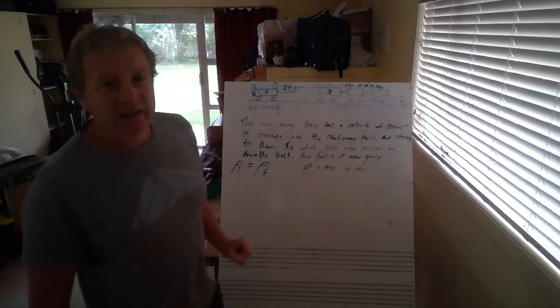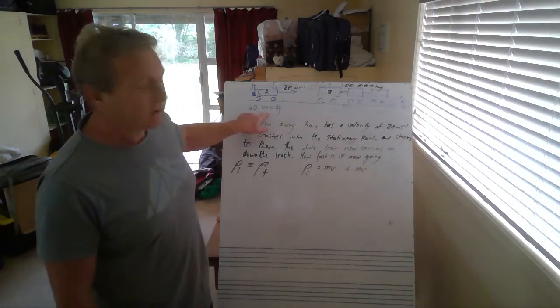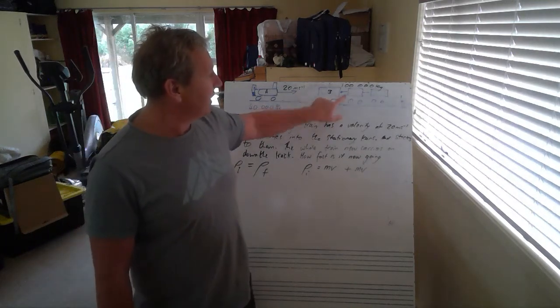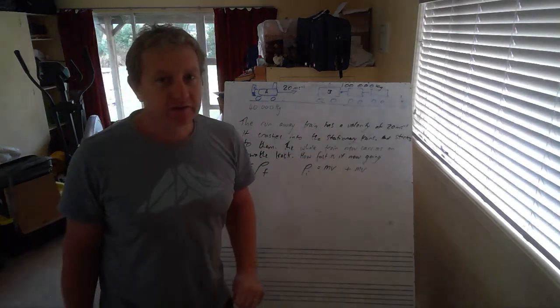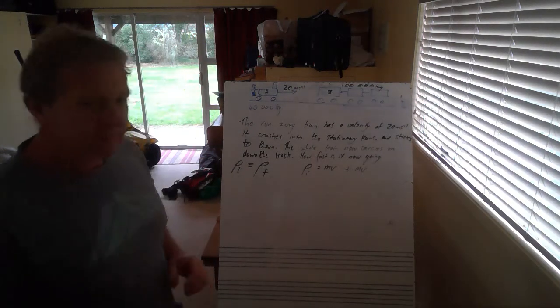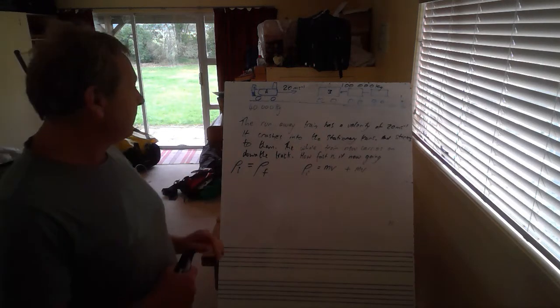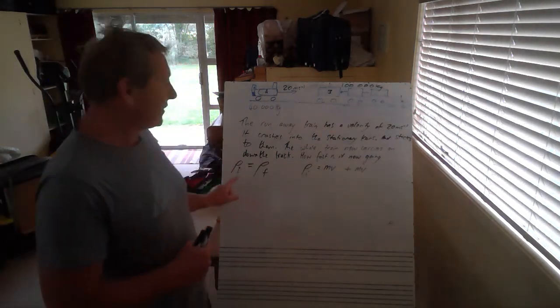Here's B, and that's stationary. Train A is 40,000 kilograms, and train B is 100,000 kilograms. There's some writing there about it. It basically says that they collide and the whole thing then carries on. You now have to work out how fast it's going.